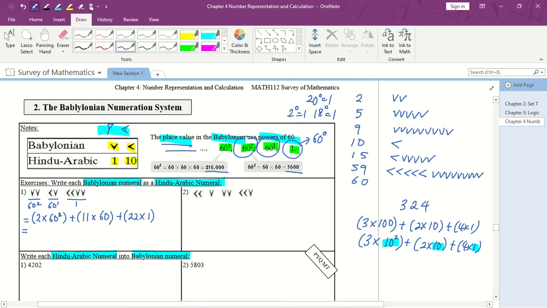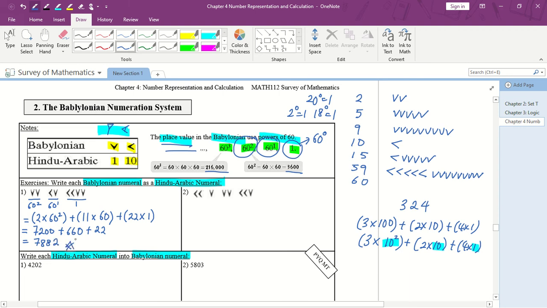And now we can try to calculate. 2 times 60 square, use your calculator and you will get 7200, I believe. 11 times 60, it will be 660. And of course, plus 22. And when you add it up together, I believe that you get 7882 as your answer. Okay?